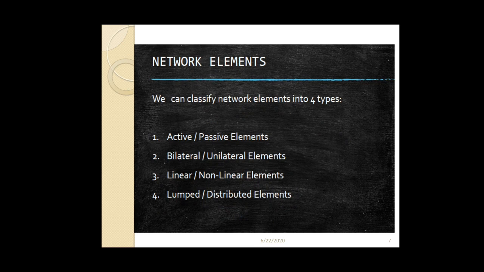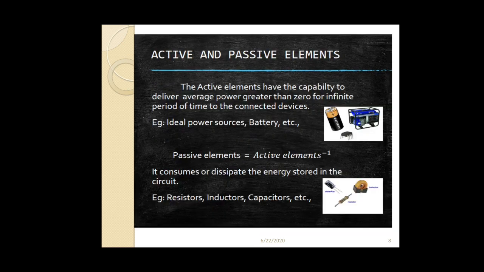Next, we are going to see the network elements. We can classify the network elements into 4 types. Number 1, active or passive elements. Second, bilateral or unilateral elements. Third, linear or non-linear elements. Fourth, lumped and distributed elements. So let us see one by one. Passive and active elements.